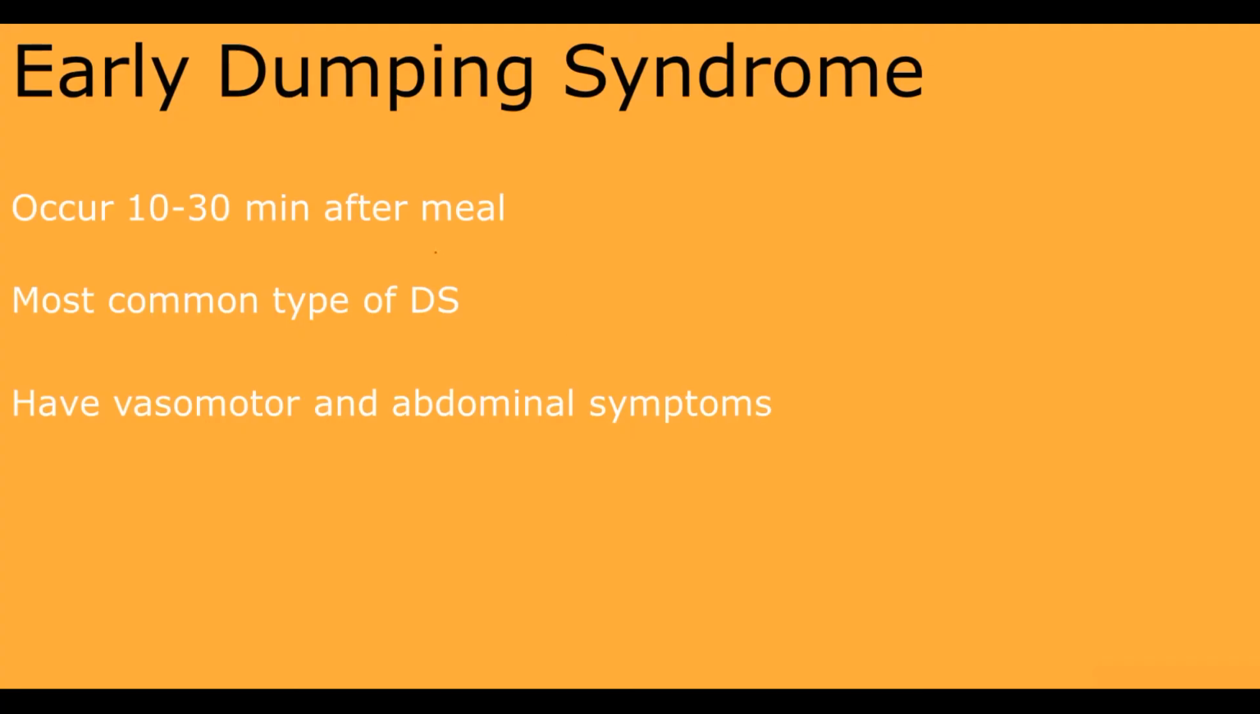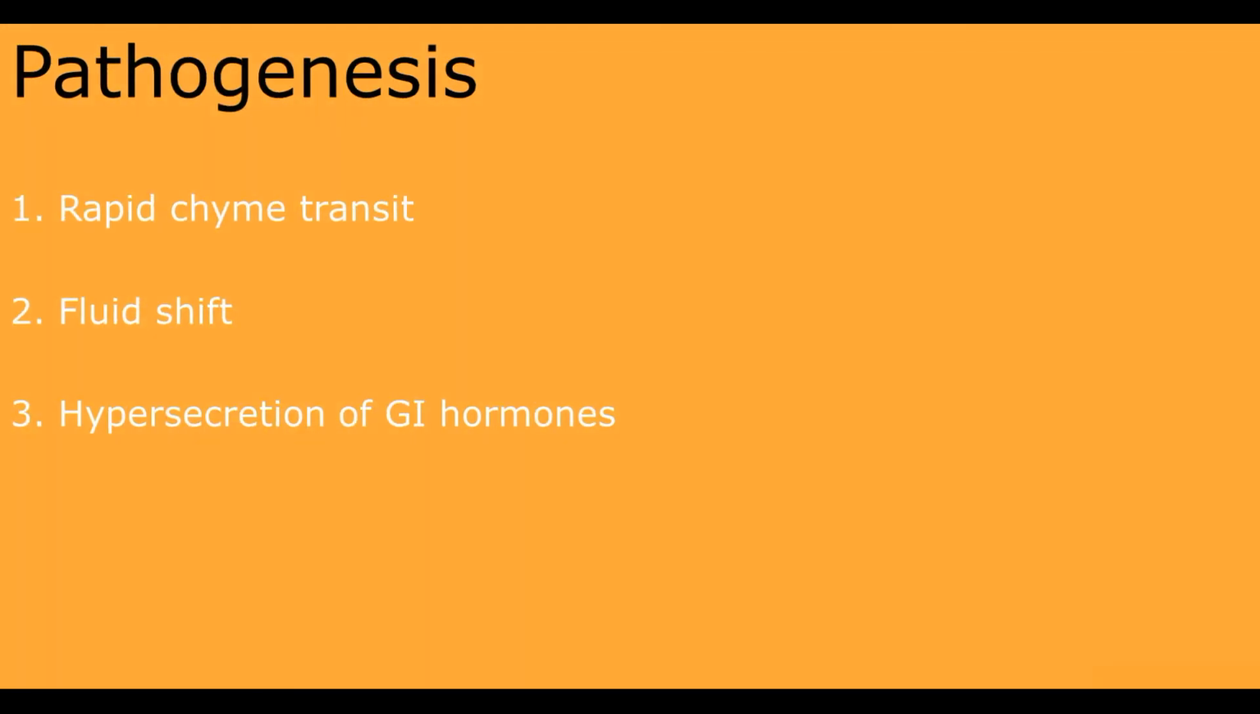Recall that early dumping symptoms occur 10 to 30 minutes after a meal. Early dumping syndrome is the most common type of dumping syndrome and has both vasomotor and gastrointestinal symptoms. The symptoms of early dumping syndrome occur due to three pathogenic mechanisms: due to rapid chyme transit, due to fluid shift, and due to hypersecretion of gastrointestinal hormones.